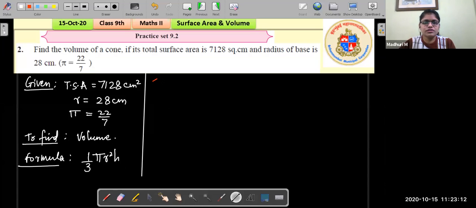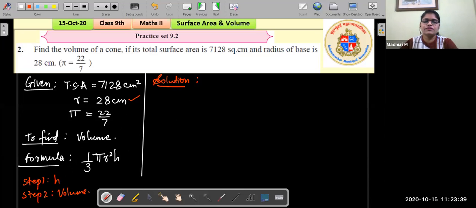Now, before you start with the solution, always try to look at the roadmap, right? So what is the solution? The first step: to find volume, we need r and h. R is already given, but we don't know what h is. So step one, we need to find h, and once we get h, we can find the volume, right? So we begin with finding h.